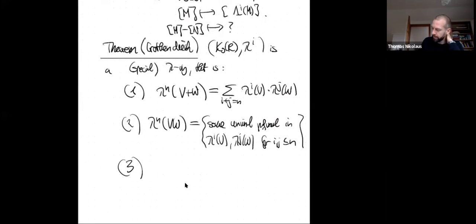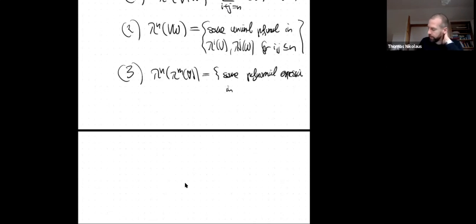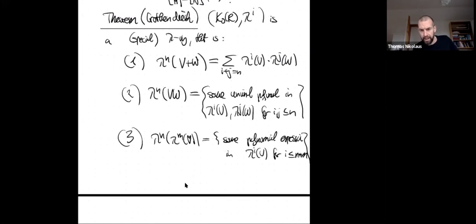And the third point is that there's a similar formula for lambda n of lambda m of V. So that is again some fixed polynomial expression in lambda I of V, for I less than or equal to n times m, I guess. Okay, so I guess that is what a lambda ring is. And again, they are actual polynomials. It's not that I just don't want to give them.